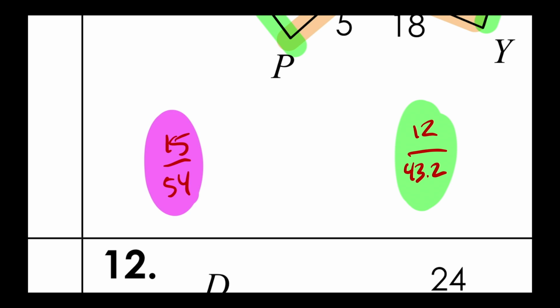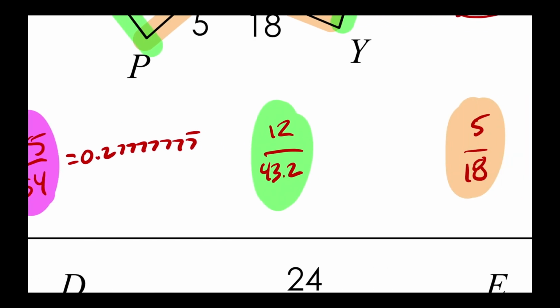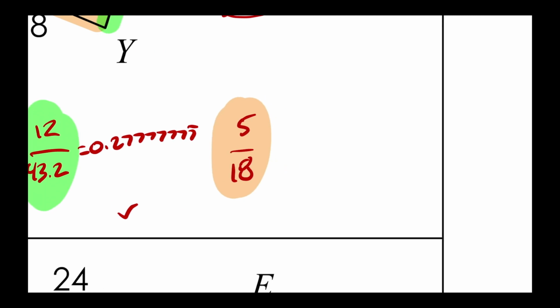To make this a decimal, I just do 15 divided by 54, top divided by bottom. Use your handy dandy calculator, and we get 0.2777777, and so on. Let's do this green one: 12 divided by 43.2, and we get 0.2777777 forever. So far those match. Let's try 5 divided by 18. 5 divided by 18 is, you guessed it, 0.2777777.